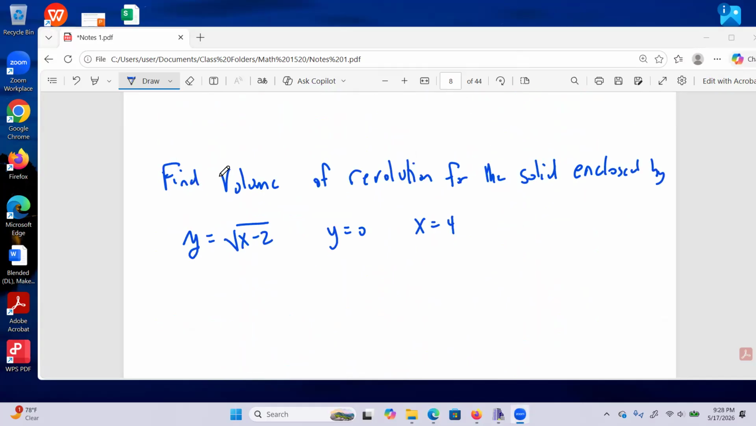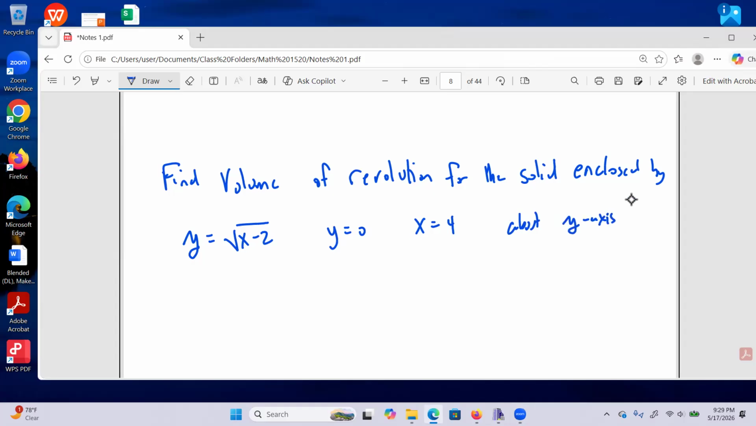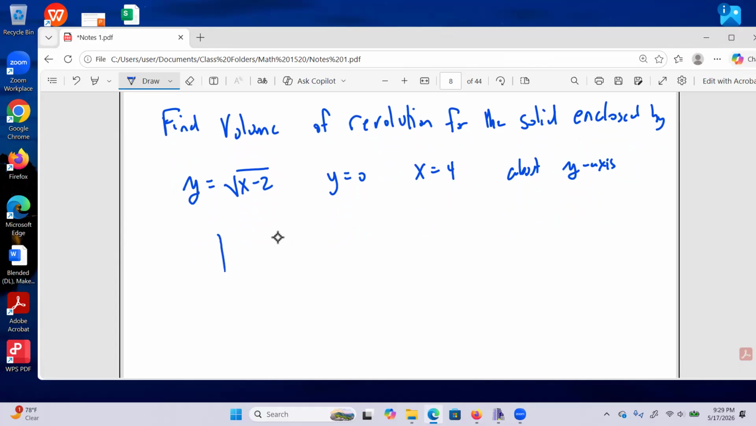Okay, so here we are. We are finding the volume of the solid enclosed by y equals the square root of x minus 2, from y equals 0 to x equals 4, about the y-axis. So let's go ahead and draw a picture. We're going to say this is 1, 2, 3, 4. When x equals 2, we have y equal to 0. So we're going to look at something like this, and it's just the square root function going up to x equals 4.